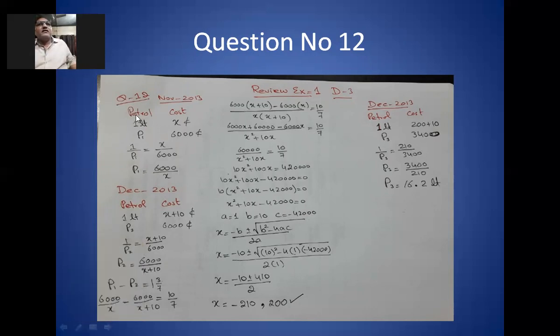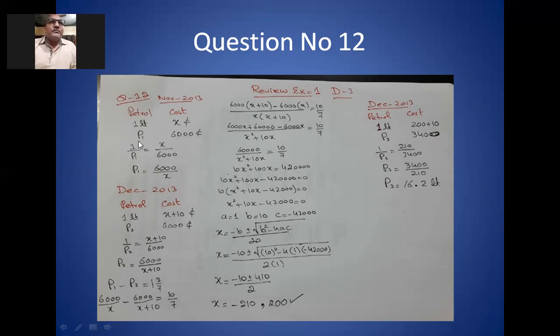You can see here I have written petrol and cost. I'm going to use the process of proportion. 1 liter of petrol costs X cents. So if you have $60, I have converted the $60 into cents. You multiply 60 with 100, you get 6,000 cents. So for 6,000 cents, how much petrol can you buy?